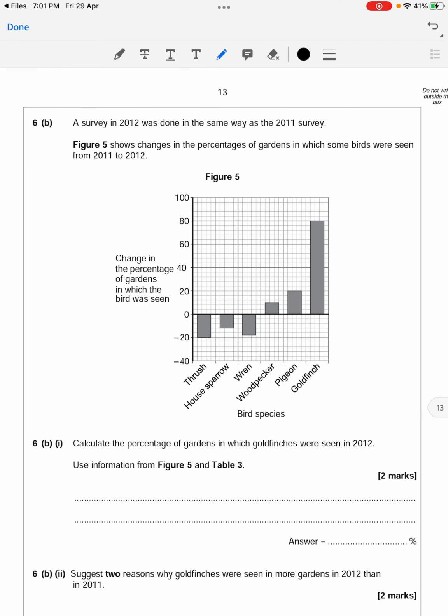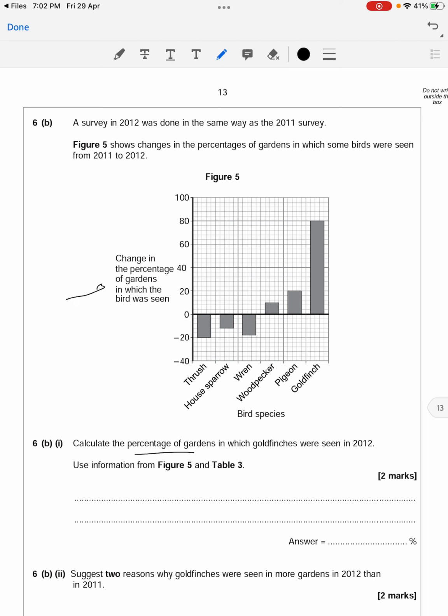Alright. So, a survey in 2012 was done the same way as the 2011 survey. Figure 5 shows us changes in the percentages of gardens in which some birds were seen from 2011 to 2012. Calculate the percentage of gardens in which goldfinches were seen in 2012. Use information from Figure 5 and Table 3. Okay, we have to calculate the percentage of gardens.